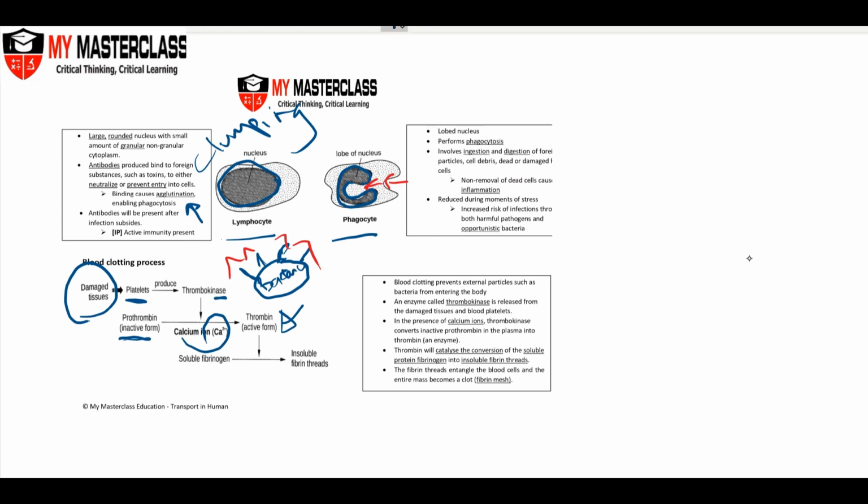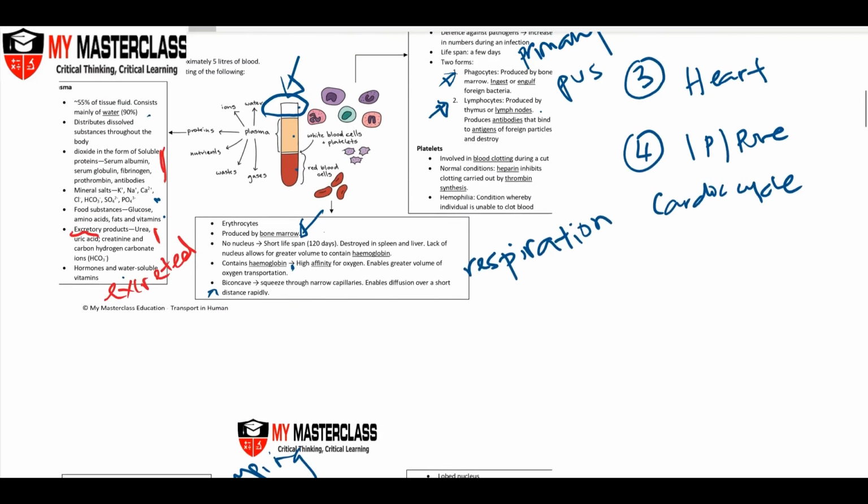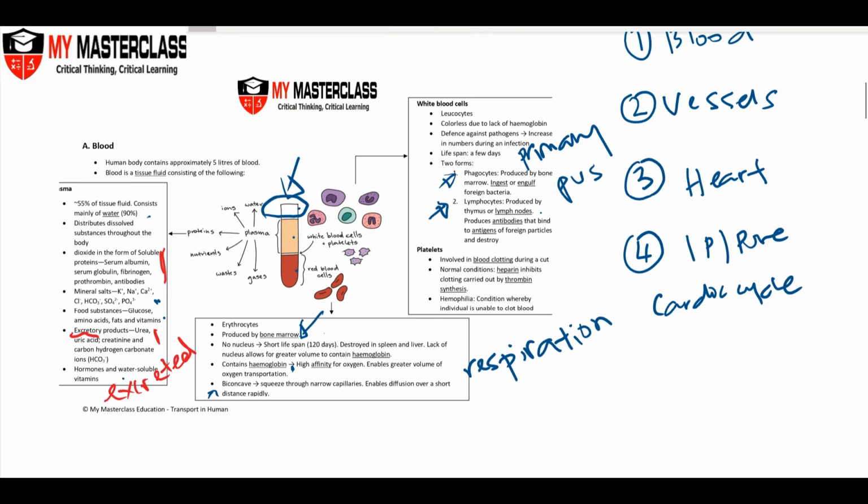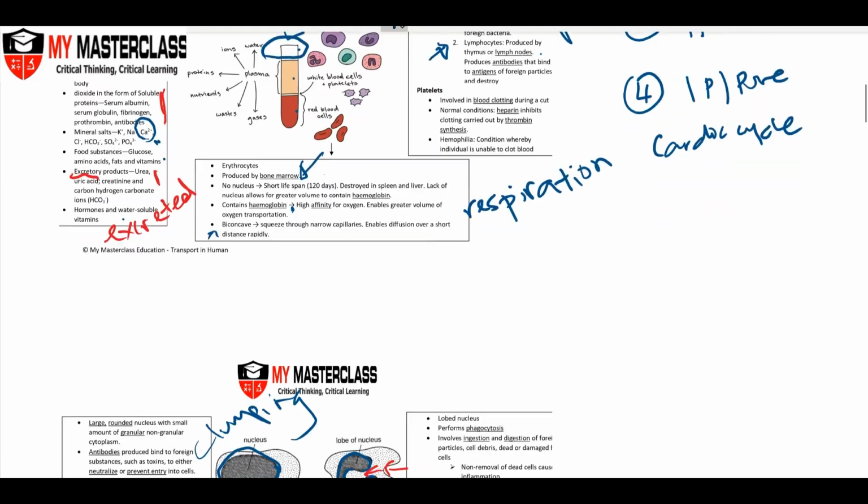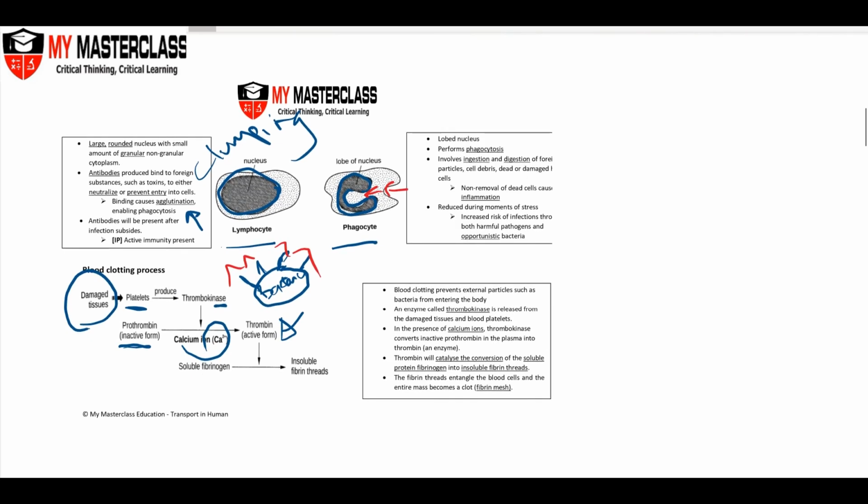Recall earlier on when we did plasma. When you go back to your earlier page, you have other mineral salts being transported in your plasma. Over here, you have calcium. Calcium is not just for building bones alone; we also need it in the blood clotting process. Once thrombin is activated, it will convert my soluble fibrinogen to insoluble fibrin threads. Insoluble fibrin threads are the mesh-like substance that you see when you have a cut.